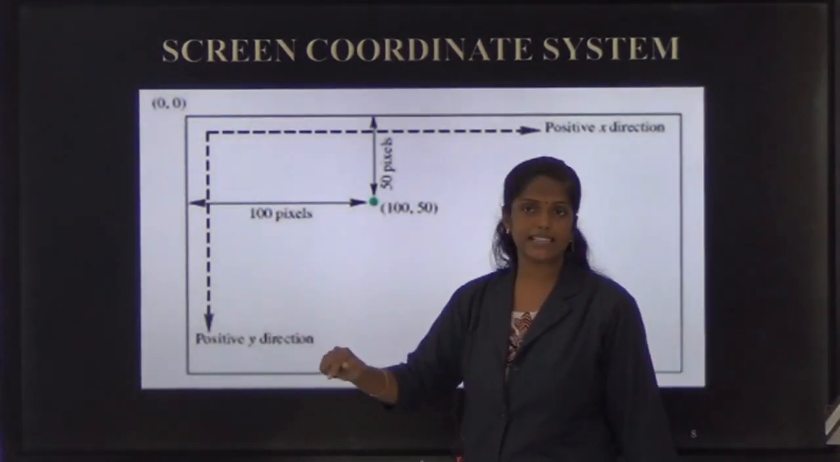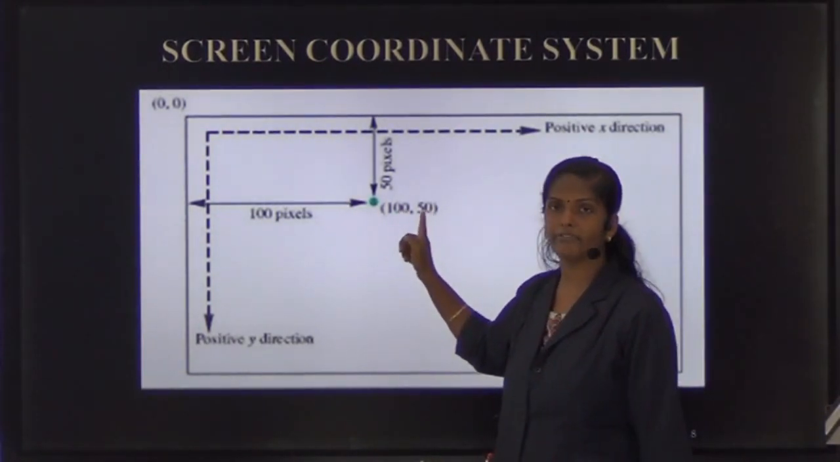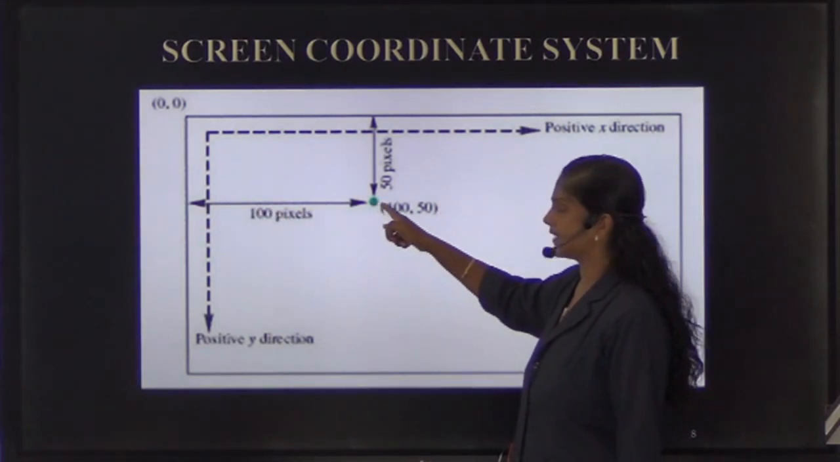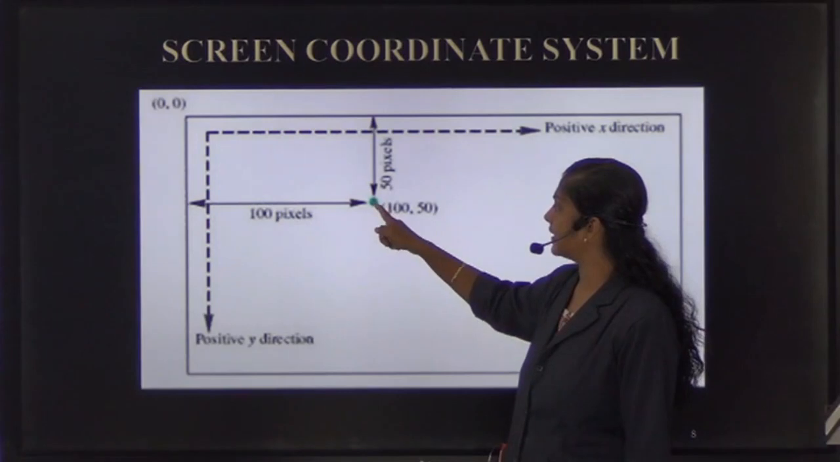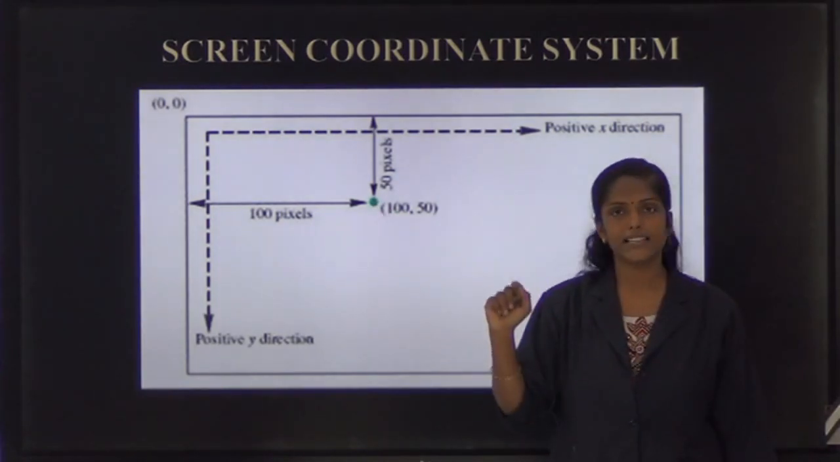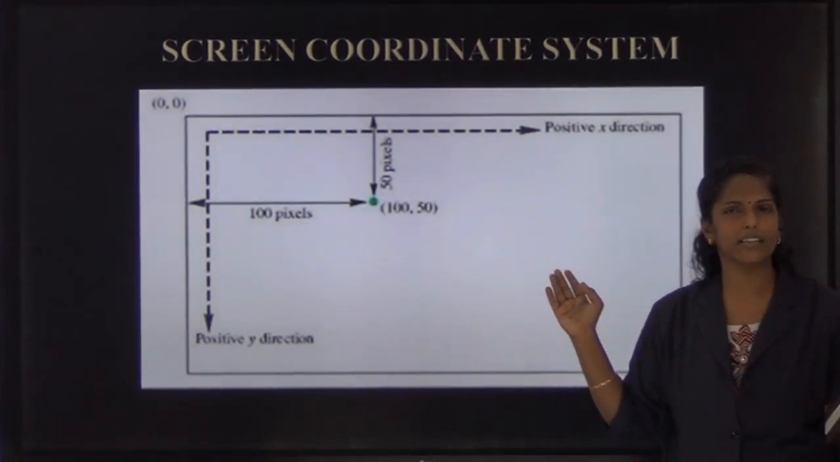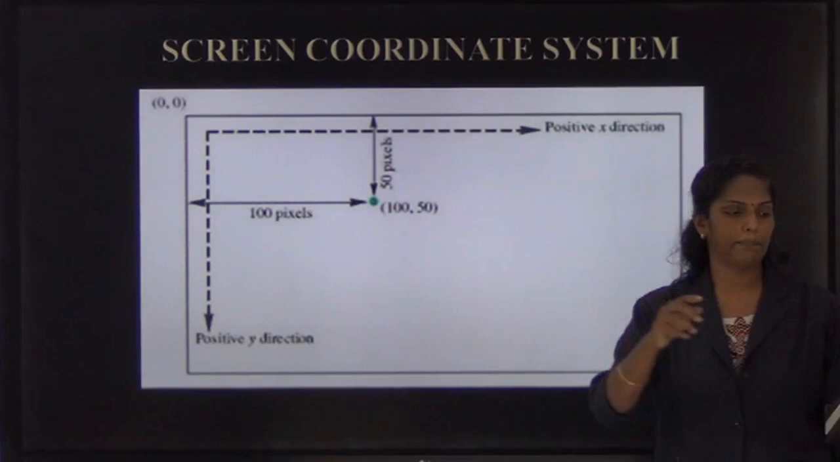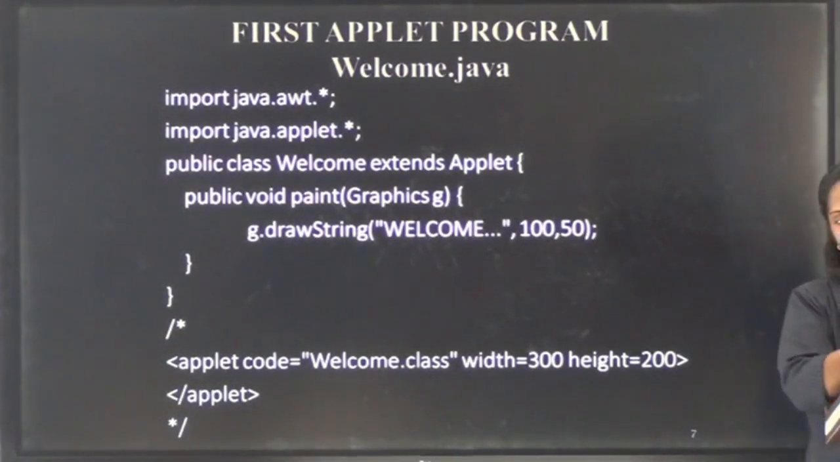Now, in our previous example, we asked to display a message at location 100, 50. How can we track that location? It moves 100 pixels to the right and 50 pixels down, and starting from this location, it will display the message. So all these measurements are expressed in terms of pixels. Now we will see how we can run our previous example. So this is our program, and we will see how to run it.